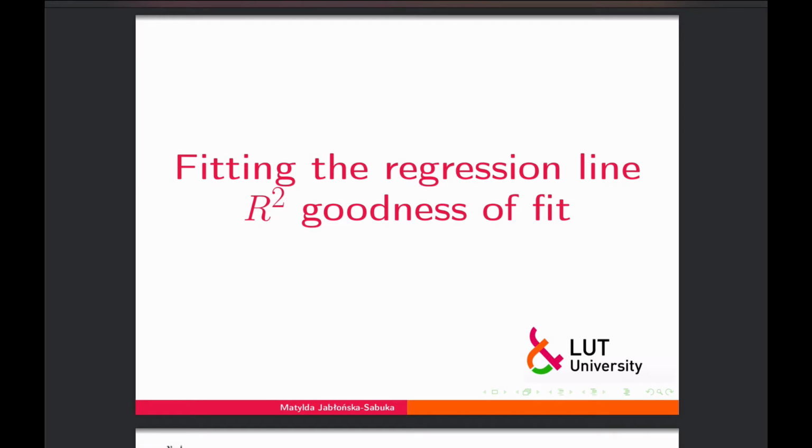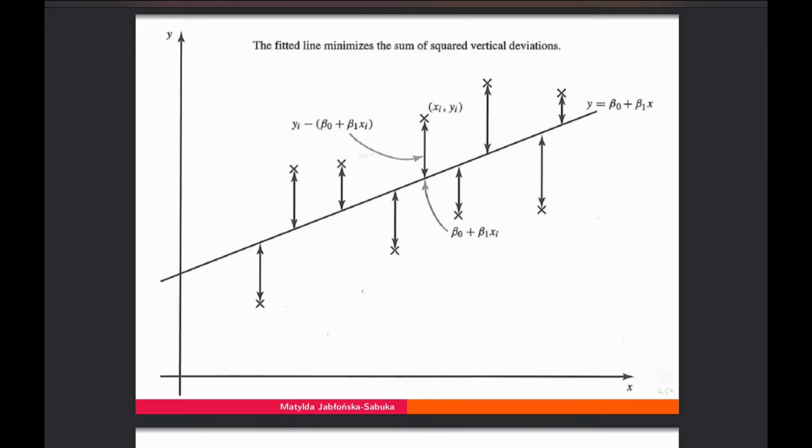There is some very classical mathematics behind fitting the regression line. So we'll have a look at it, and for simplicity we will use the one variable case. And also we'll have a look briefly at the most common measure of goodness of fit for regression models, which is the R-square.